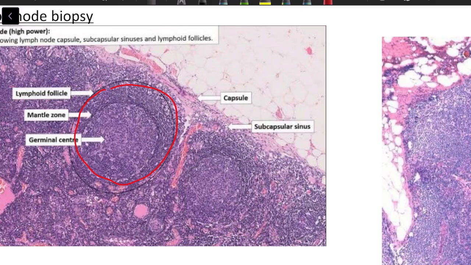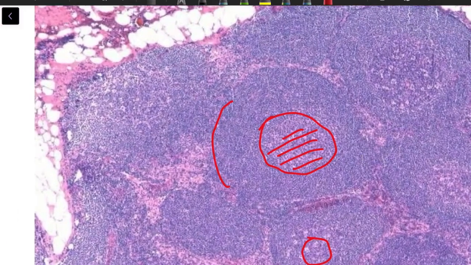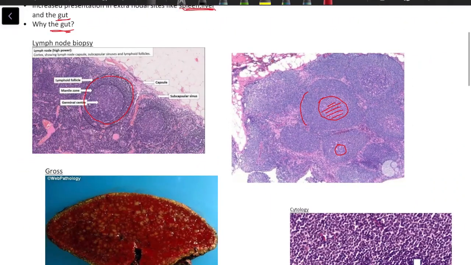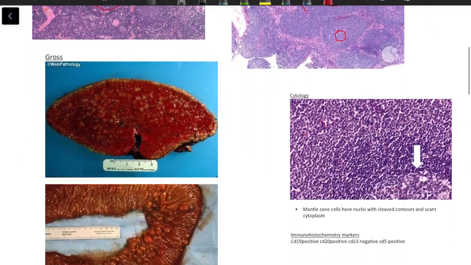But when the mantle B cells are multiplying in an uncontrolled fashion due to the increased expression of cyclin D1, they will efface the whole lymphoid follicular architecture, and the follicular zone which is present in the center will be completely gone, or it will be very atrophic in nature. You won't see centrocytes or centroblasts in that follicular zone.